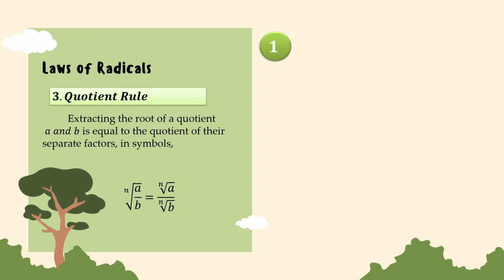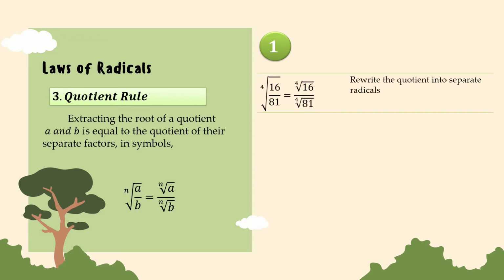If they are of the same radicand. Same like index. Just one index. So, this one. The fourth root of 16 over 81 is equal to the fourth root of 16 over the fourth root of 81. We rewrite the quotient into separate radicals.